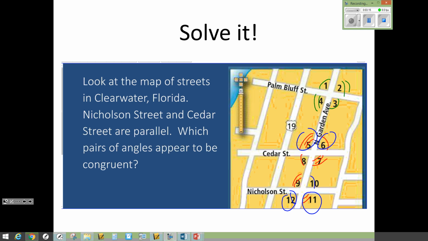Okay. Table 5, give me a different pair of congruent angles. Okay, what do we call those? Alternate interior angles, right? And if 8 and 10 are alternate interior angles, then what are the other pair of alternate interior angles? 7 and 9. Okay.